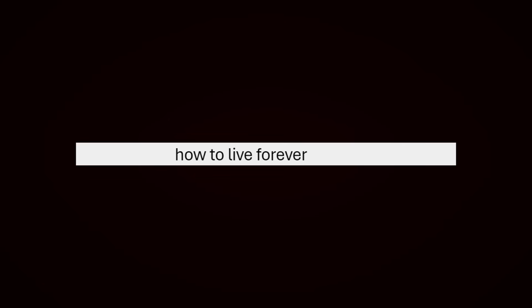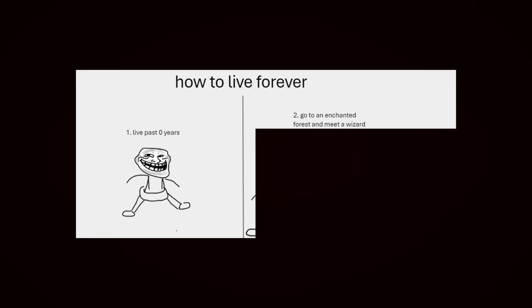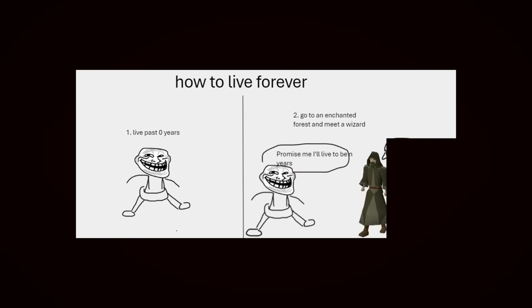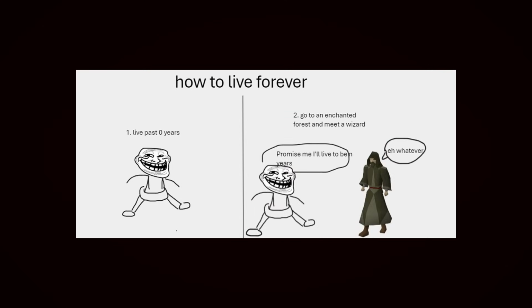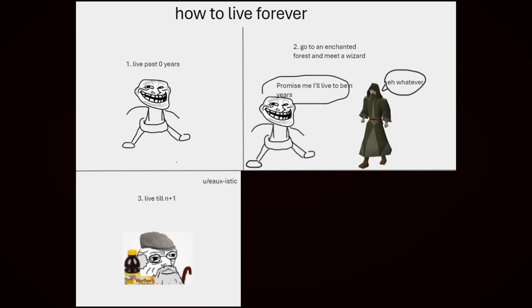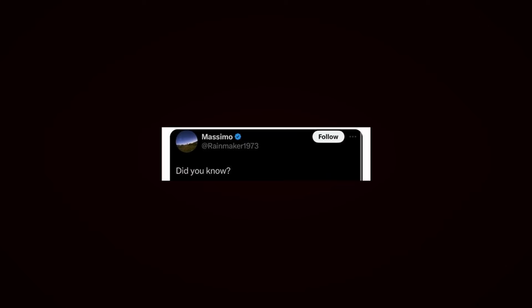How to live forever. 1: life past 0 years. 2: go to an enchanted forest and meet a wizard. Promise me I'll live to be n years. 3: life till n + 1. For profit.